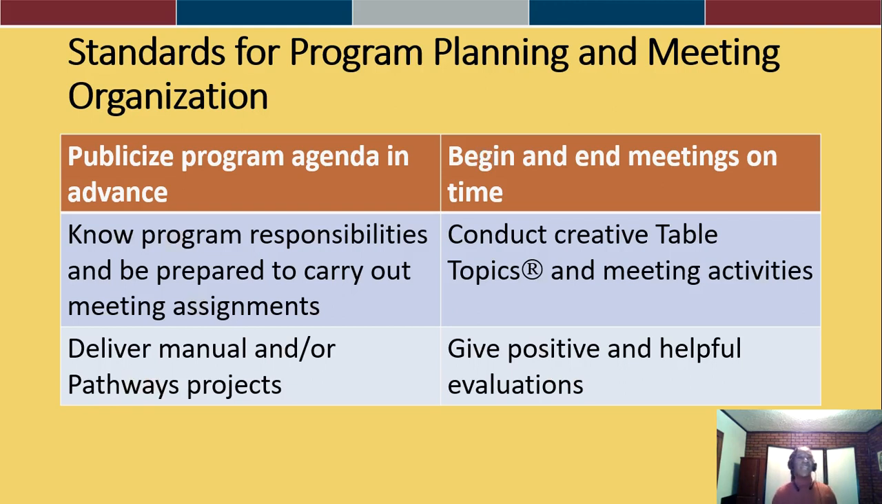When we talk about program planning and meeting organization, the fourth element in which to rate your club is how well does your club do with beginning on time and ending your meetings on time. Also, how well does your club do with doing creative Table Topics or meeting activities? How good are you with giving positive and helpful evaluations? See, those last three elements all help to make up program planning and meeting organization.